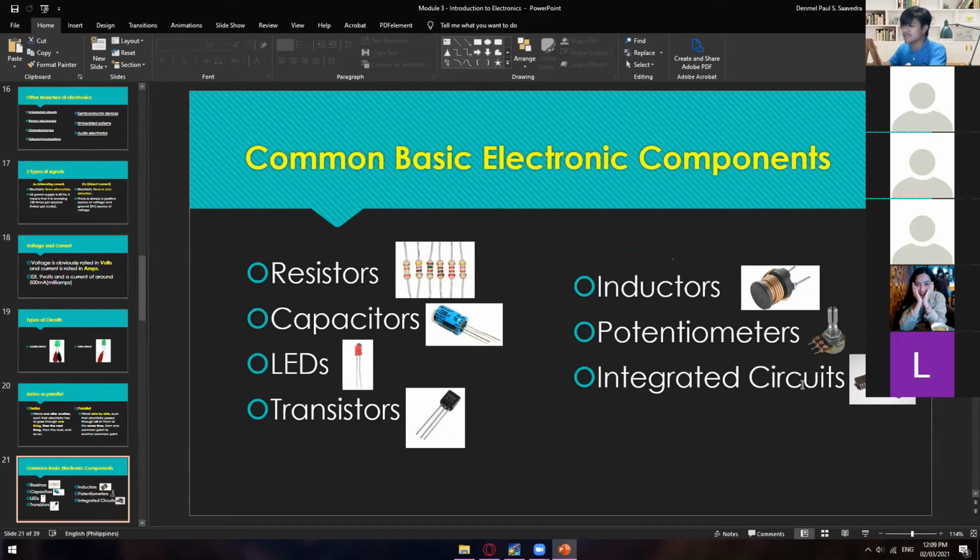Okay, so an integrated circuit is composed of many components inside. It has resistors, transistors, capacitors, etc., which is programmed to do something. But in our case, since we are starters or beginners, we will start with individual resistors, individual capacitors, LEDs, and transistors, and inductors and potentiometers. And if you want to use a certain IC, or integrated circuit, no problem, as long as you know how to use it or what the specific model of that IC is.